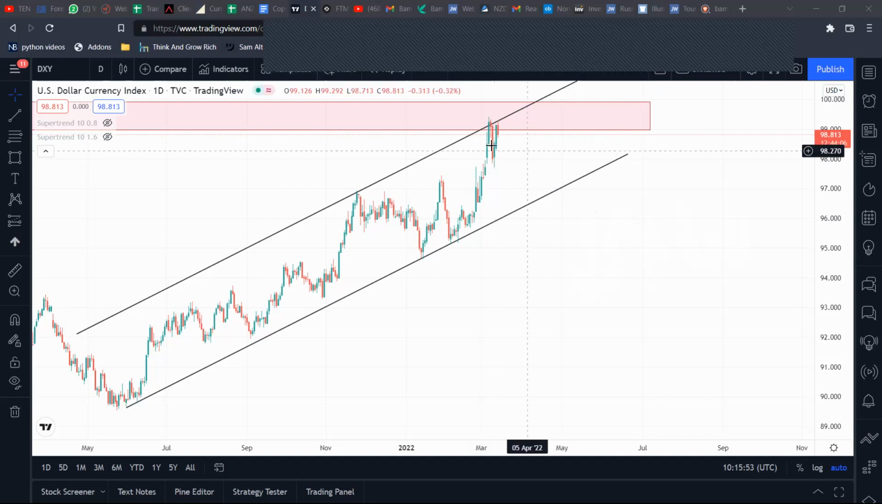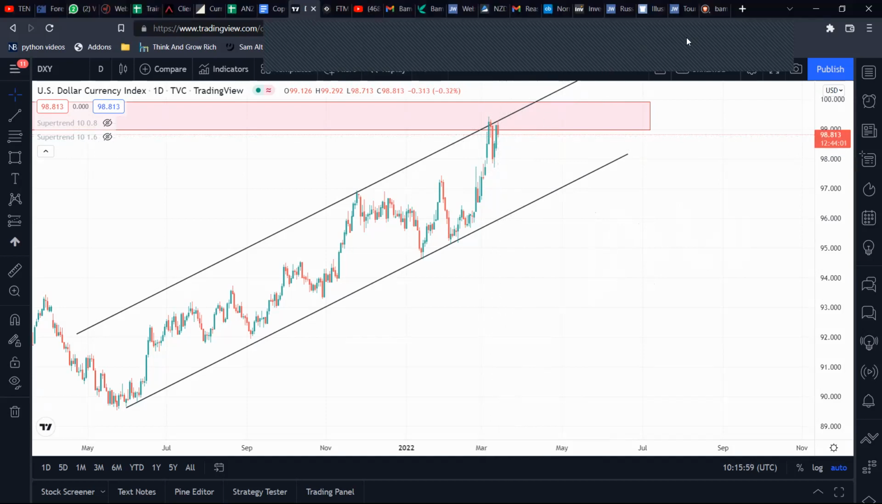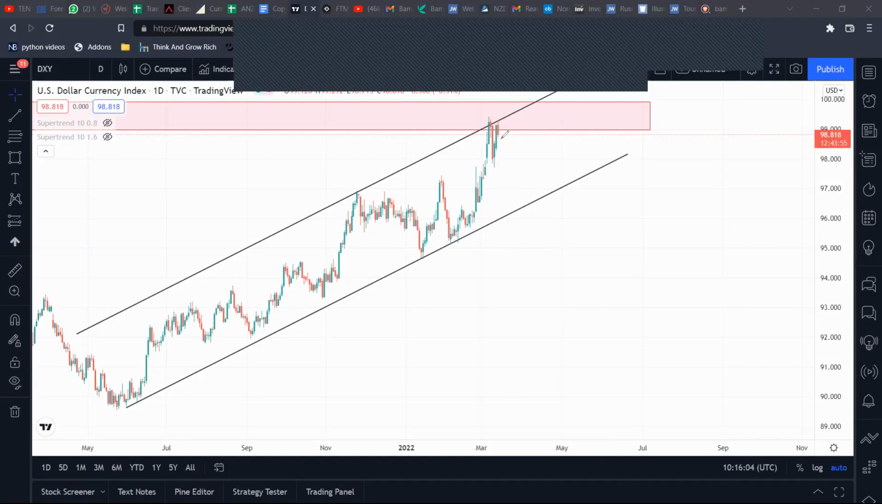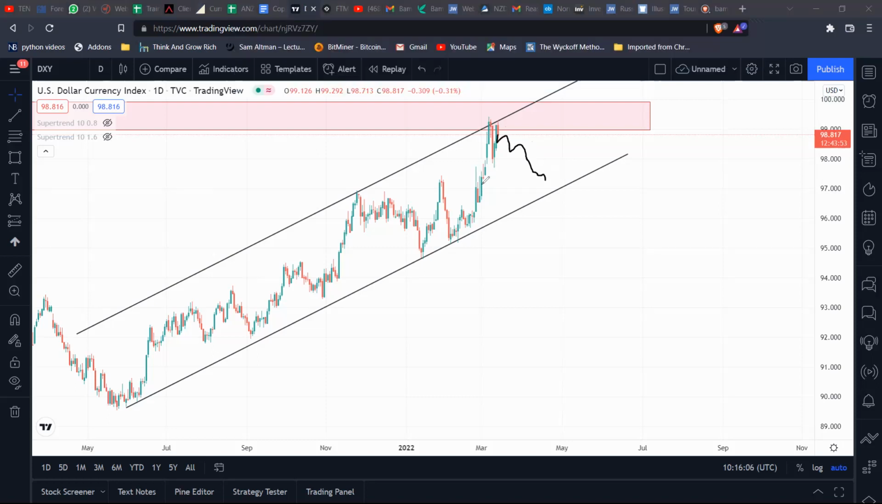So what I'll be watching for, today being Monday, is that we could see the dollar give back some of this gain. And then maybe within the week, we could find support within this POI zone to then push higher.